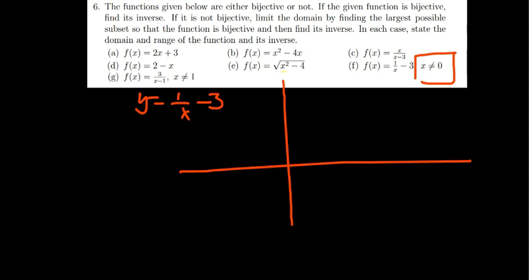So x should not be equal to 0. So the y-axis itself is the vertical asymptote, because the equation of the y-axis is x is equal to 0. Then we need to find the horizontal asymptote by making x a subject. The fact that we're able to make x a subject in itself tells us that this function is bijective.